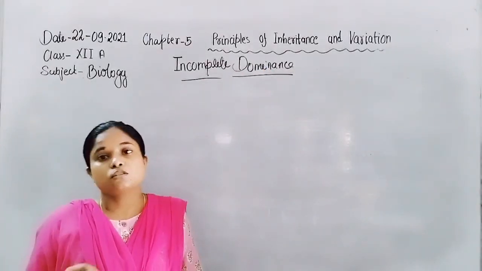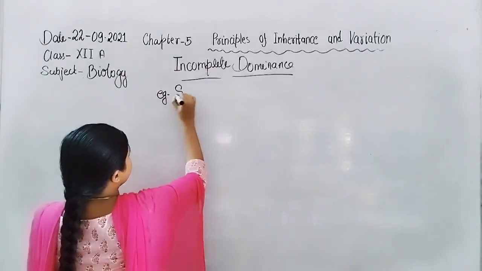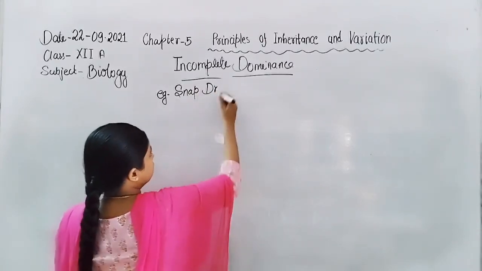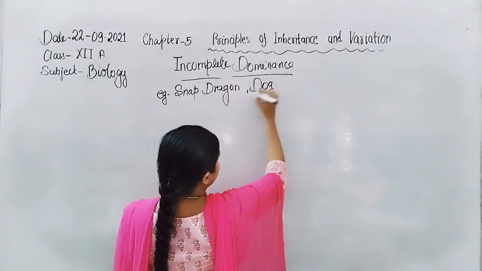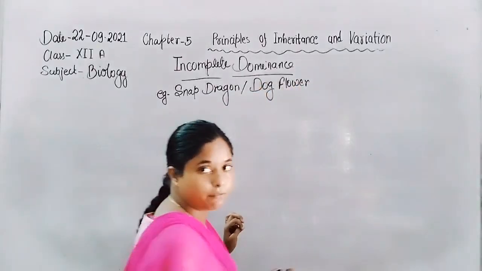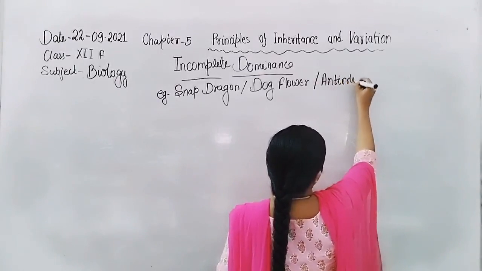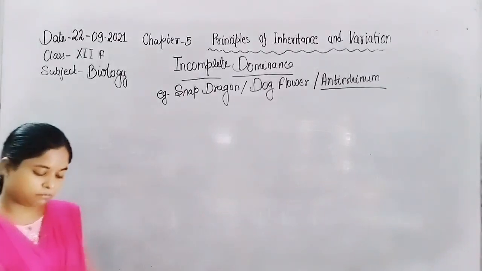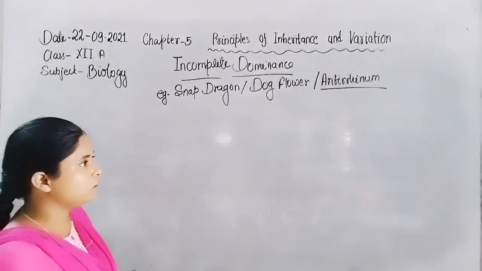Incomplete dominance. So what is incomplete dominance? The best example of a plant is snapdragon, or dog flower, antirrhinum. The scientific name is antirrhinum. Such a type of plant shows a characteristic other than the parental characteristic.